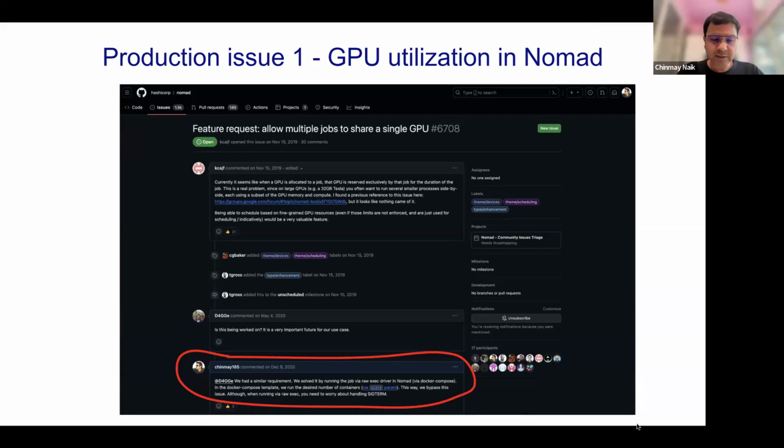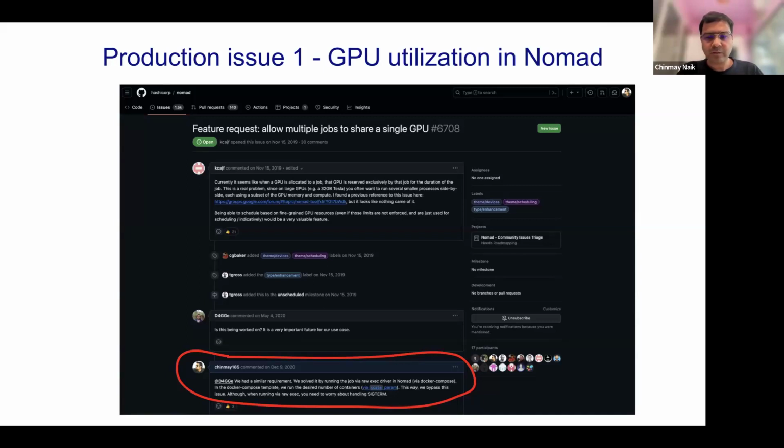Yeah, makes sense. I think this also was not a problem with the GPU as such. This was a problem with Nomad, the scheduler, because with Nomad we couldn't share the GPU. But if we ran Docker Compose or the raw Docker exec driver, we were able to share it. So it was just the way Nomad was doing something funky with pinning a GPU to a particular job and whatnot. That's what had to be fixed.